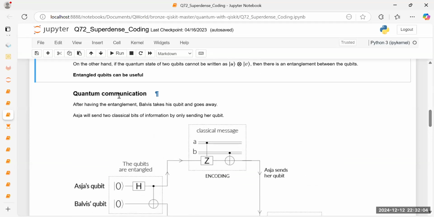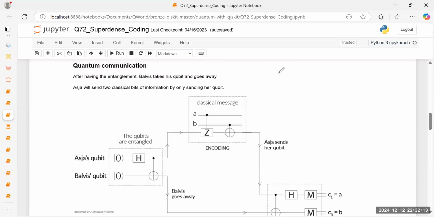Okay, so moving on to the circuit for superdense coding. What we're going to try and accomplish here is to send a single qubit, just one qubit, but we're going to encode 2 bits in our single qubit. The qubit here should be part of an entangled pair. So let's see how the circuit works.